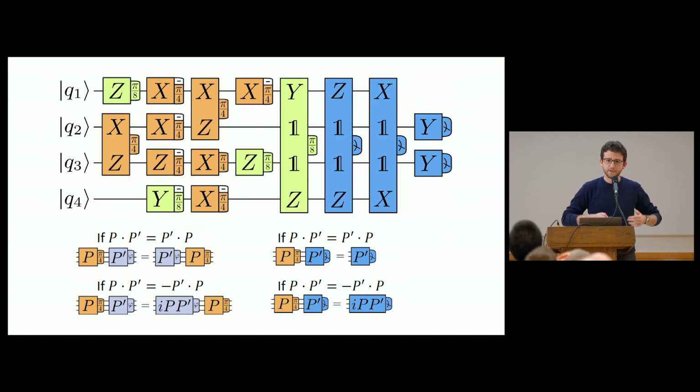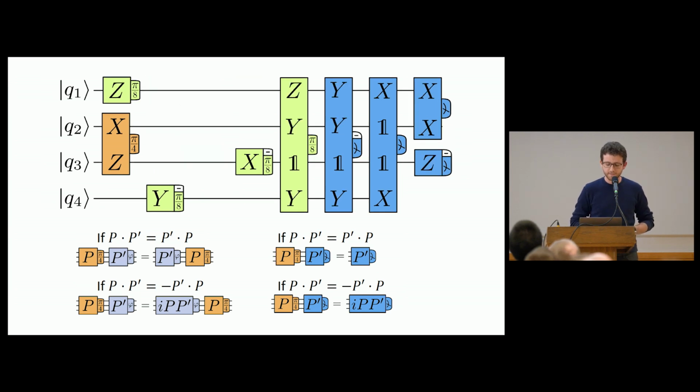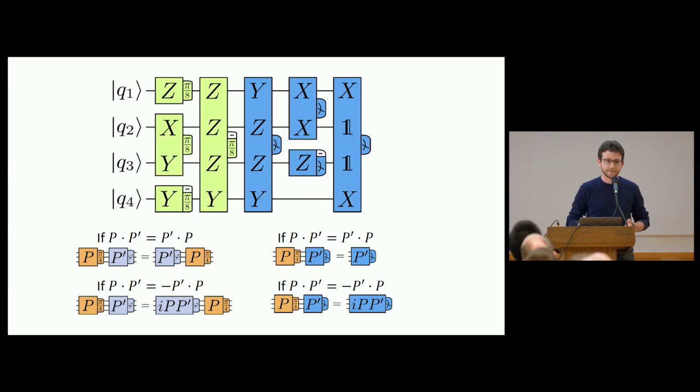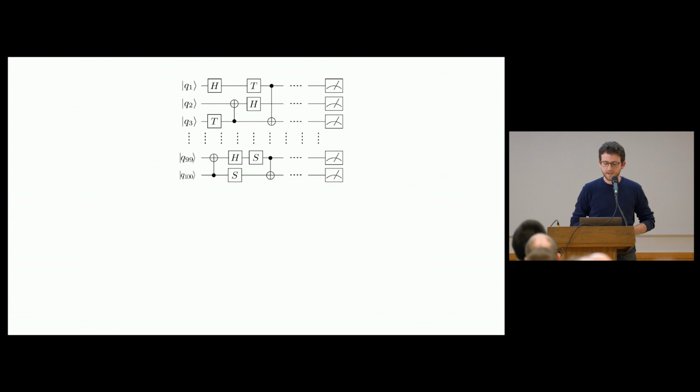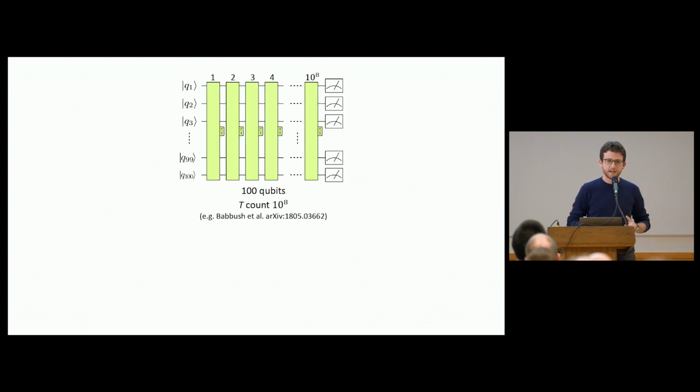So I can continue commuting all my Clifford gates like this to the very end of the circuit until I end up with something like this that only involves pi over 8 rotations and measurements. So any circuit can in principle be written as a series of pi over 8 rotations. So let's say we do this to our 100 qubit circuit, we commute all the Clifford gates to the end, and we find that it's a series of 10 to the 8 pi over 8 rotations.